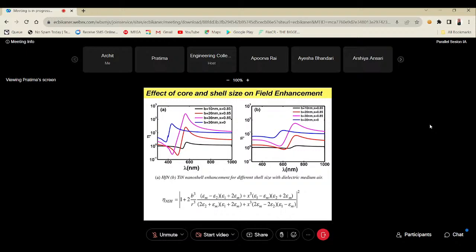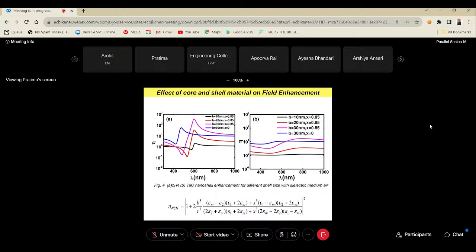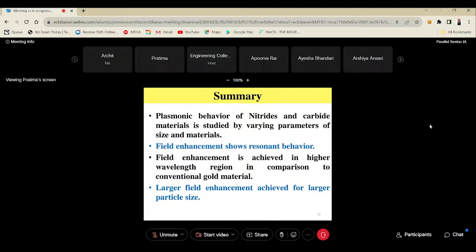Here we have shown HfN and TiN nanoshell enhancement for different particle sizes, and here ZrN and TaC nanoshell enhancement for different shell sizes with different dielectric media. So the summary is that the plasmonic behavior of nitride and carbide materials is studied by varying the parameters of size and materials. Field enhancement shows resonant behavior.